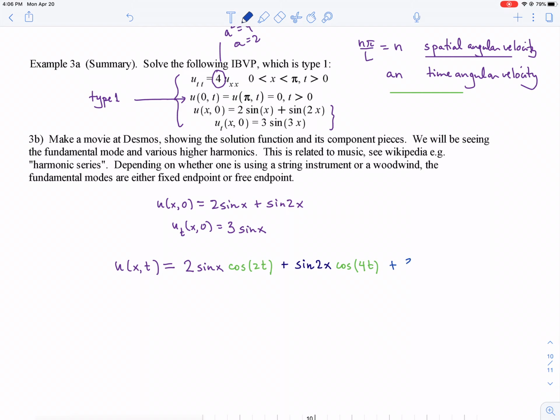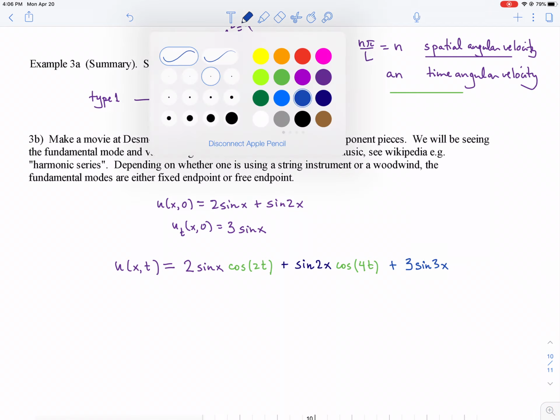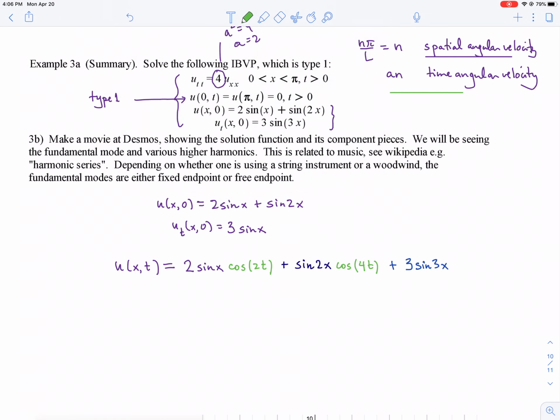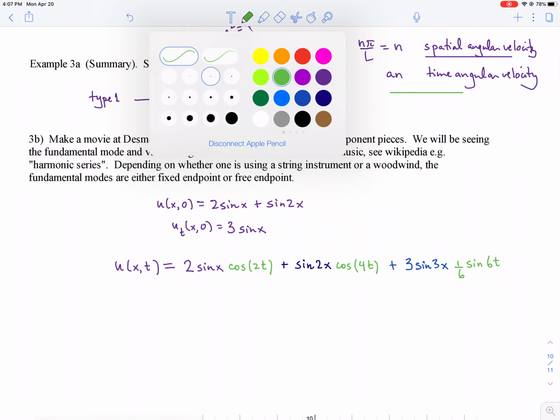Here's how we do the initial velocity solution. There's what we were given. So I have to multiply it by some multiple of sine of 6t, because a is 2. And I should choose that multiple so that when I take the t derivative of the product, I get back the blue stuff, the 3 sine of 3x, and so the multiple is 1/6. Because the t derivative of 1/6 sine 6t is cosine 6t, and at t equals 0, that equals 1. That is a solution made out of building blocks.